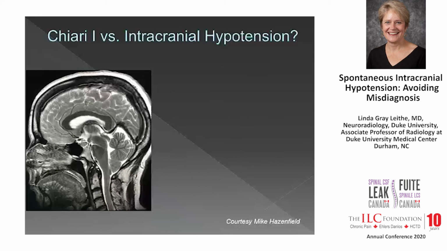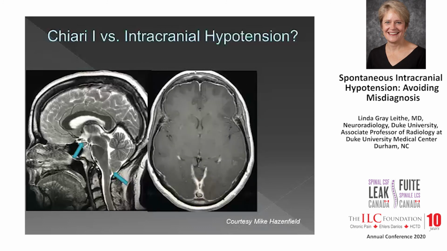So, is this intracranial hypotension, or is this just a Chiari malformation? This patient was brought to a headache conference that we have regularly, and the neurosurgeon brought it, and the patient was being considered for a Chiari decompression, and you can see that there are low-lying tonsils for sure here, but in addition to that, there's loss of the suprasellar cistern, probably flattening of the third ventricle, loss of the prepontine cistern, and the neurosurgeon failed to recognize the dural enhancement that was present.